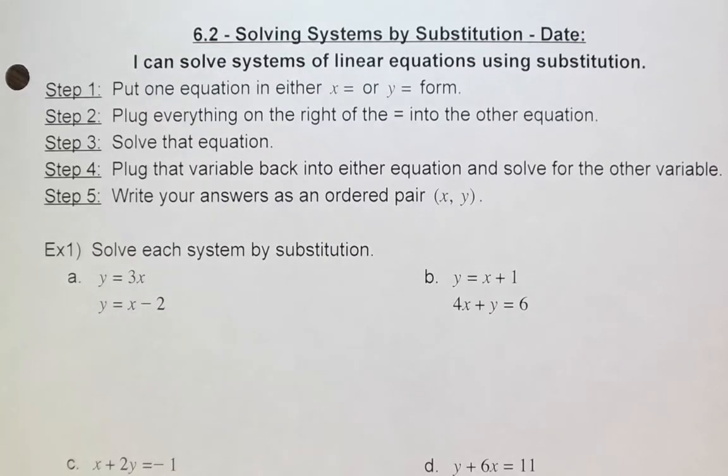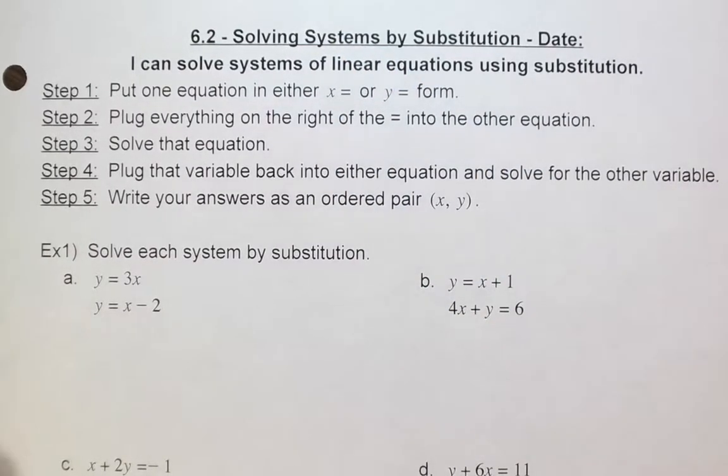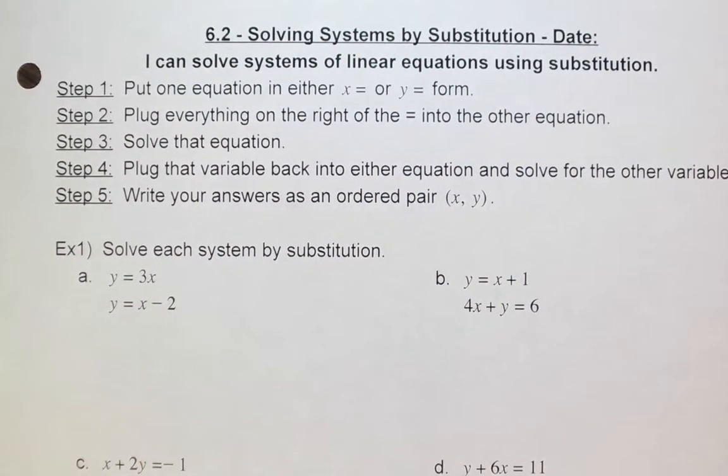6.2 is solving systems using substitution. So these are our steps that we're going to look at. So first step is put one of the equations in either x equals or y equals form.